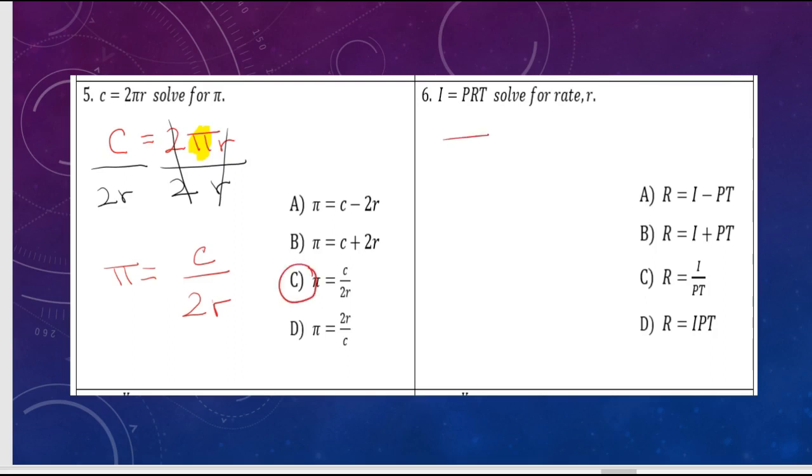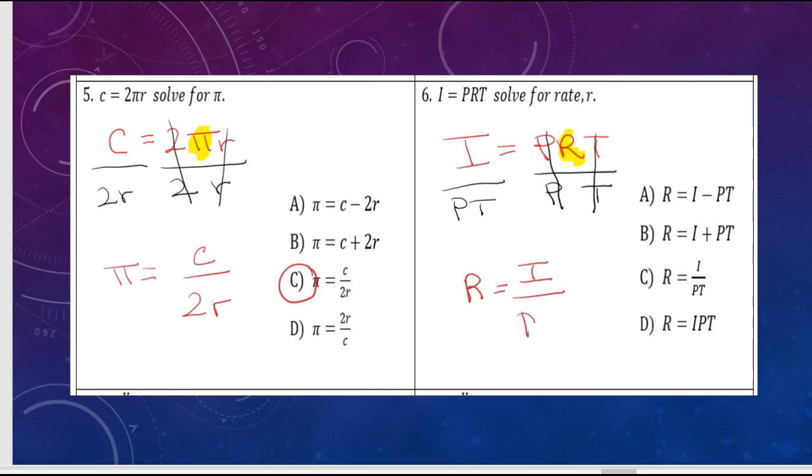Number 6 is the interest equals principal times rate times time. And it requests that I solve for r, which means I need to get rid of a multiplied p and a multiplied t. The inverse of multiplication is division. So I'm going to divide the right by pt, divide the left by pt, and it looks like r equals I divided by pt. And that would be C in this case.